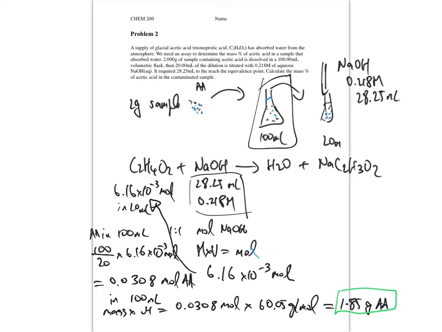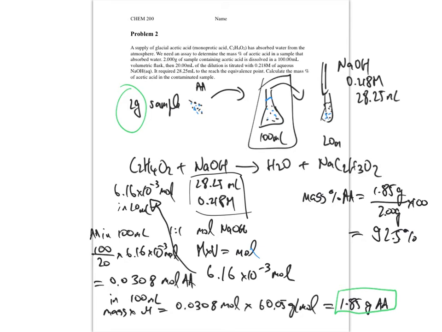And the original sample weighed 2 grams. So in order to calculate the mass percent of acetic acid, that's equal to 1.85 grams, the mass of acetic acid, divided by the mass of the sample, times 100. And if you multiply this out, this should be 92.5% approximately.